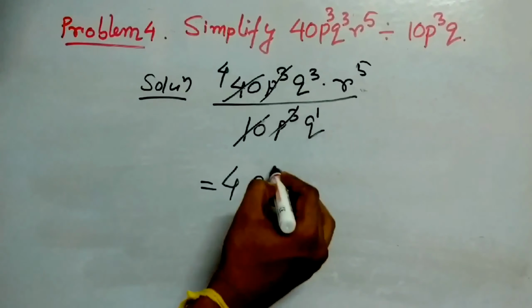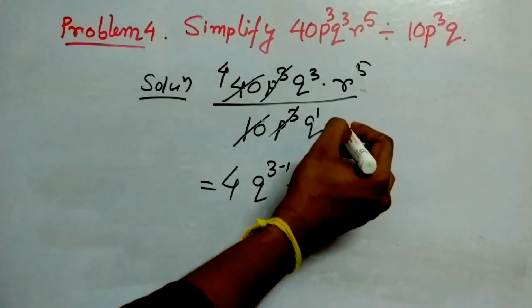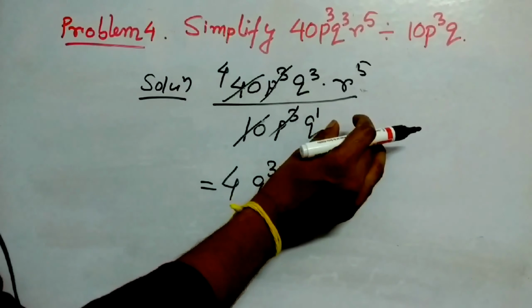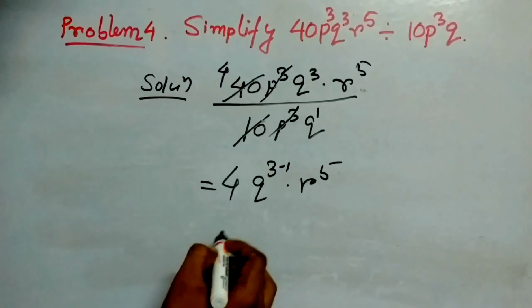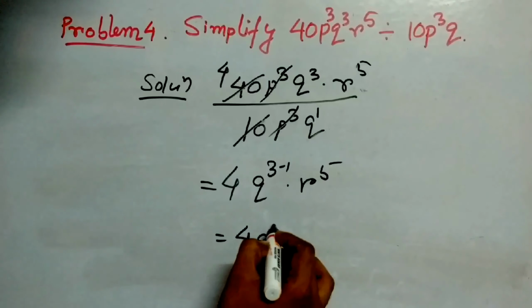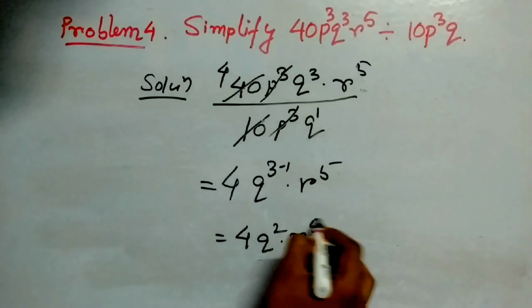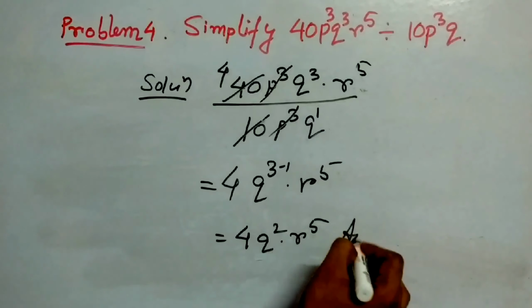So let us write q to the power 3 minus 1, and here there is no r, therefore r to the power 5 will remain. So this is 4 into q square into r to the power 5, and this is the answer.